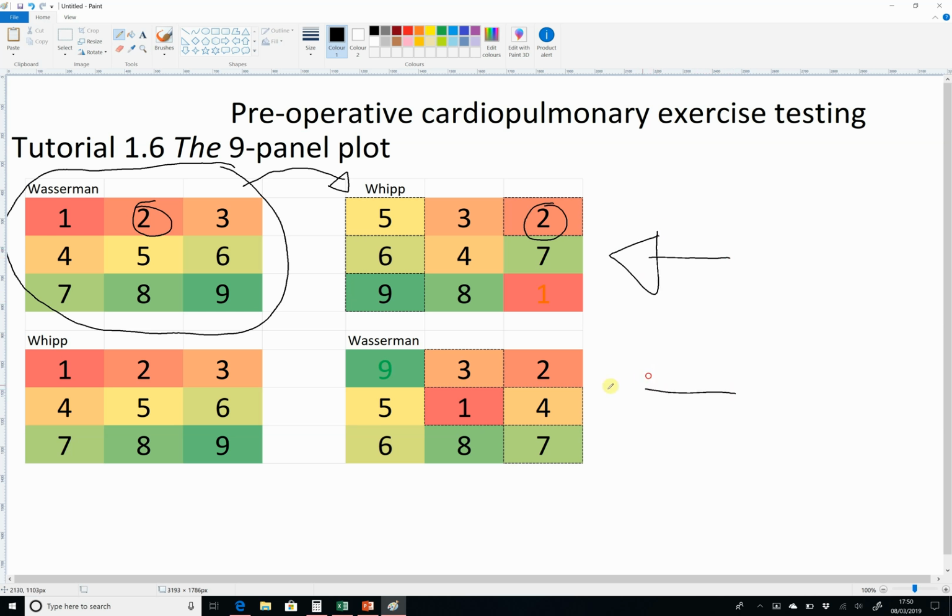In the second row, I've taken the Witt plot as the reference 9-panel plot and shown where those different squares would lie in the Wasserman alternative. You'll see that in both plots there's only one panel that exists in the same place, and that's panel 8.